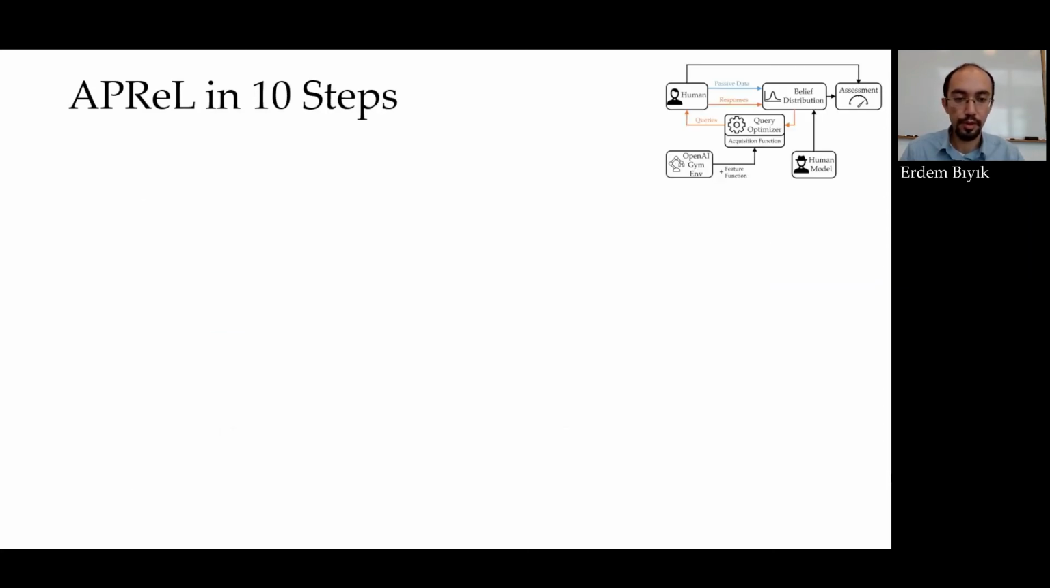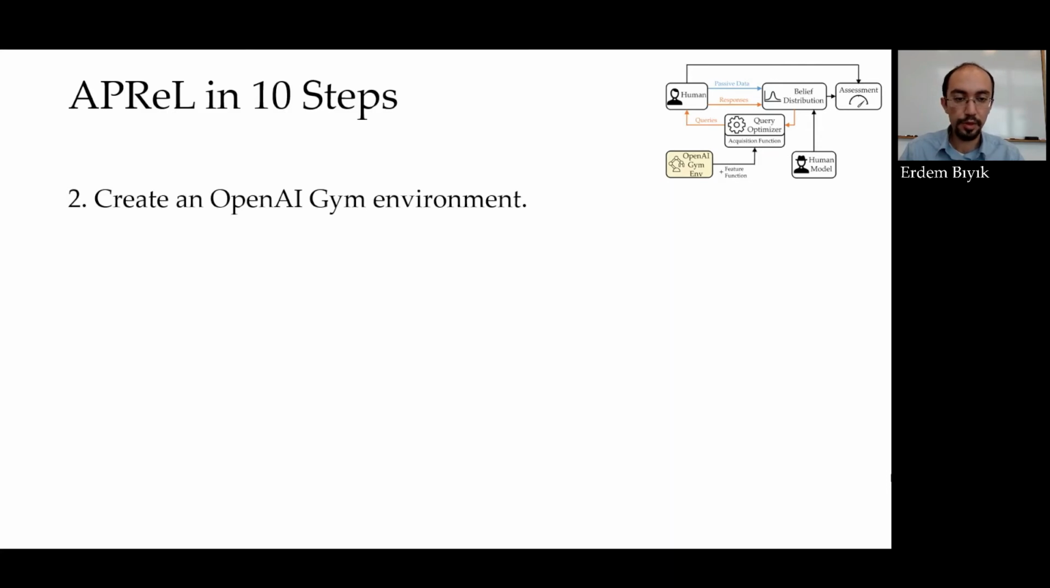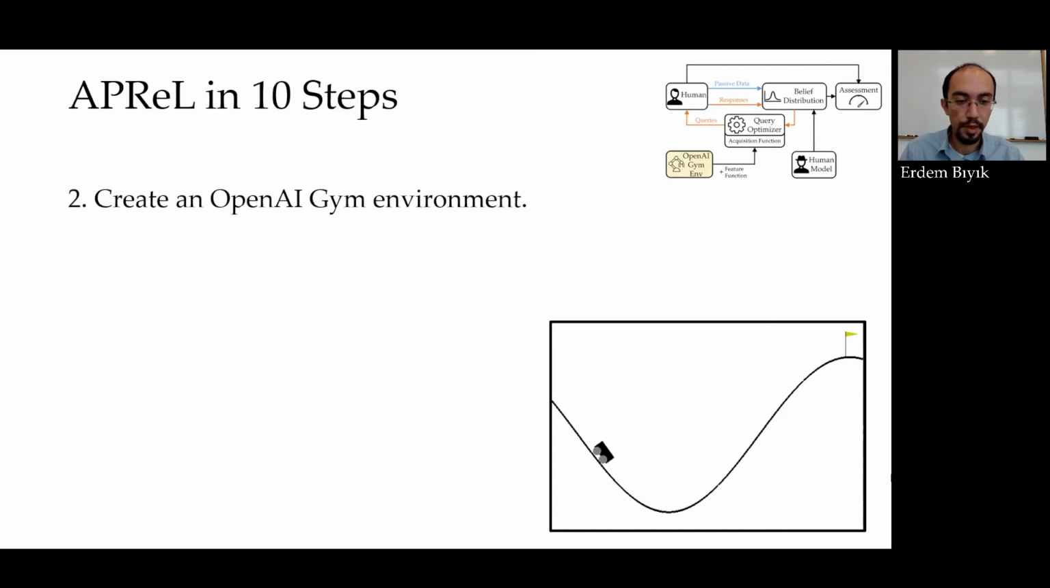For the rest of the talk, I want to go over a simple example of how APREL is used. For this, I will show you a full Python code where we use APREL. First of all, we are going to import it along with the other libraries. Then we are going to create an OpenAI Gym environment. This is the environment in which we want to learn the reward function. Let's say we use one of the default gym environments, mountain car. In the code, we will just create this environment as usual.